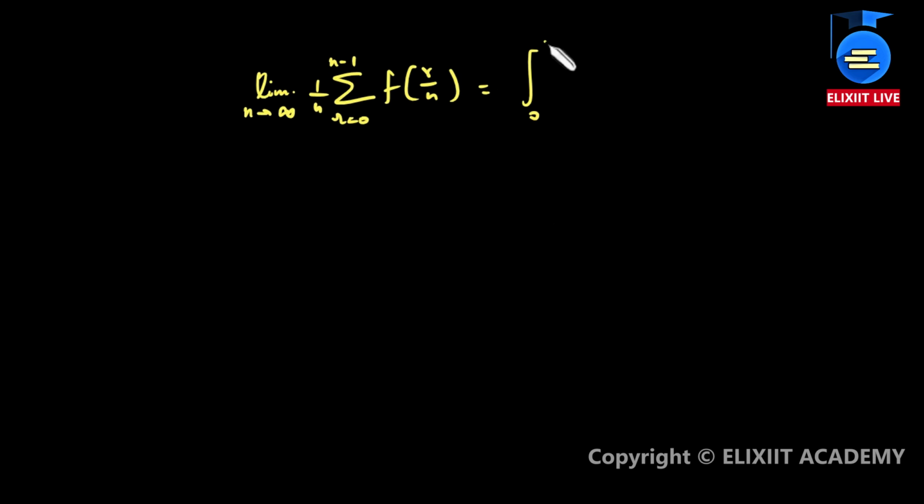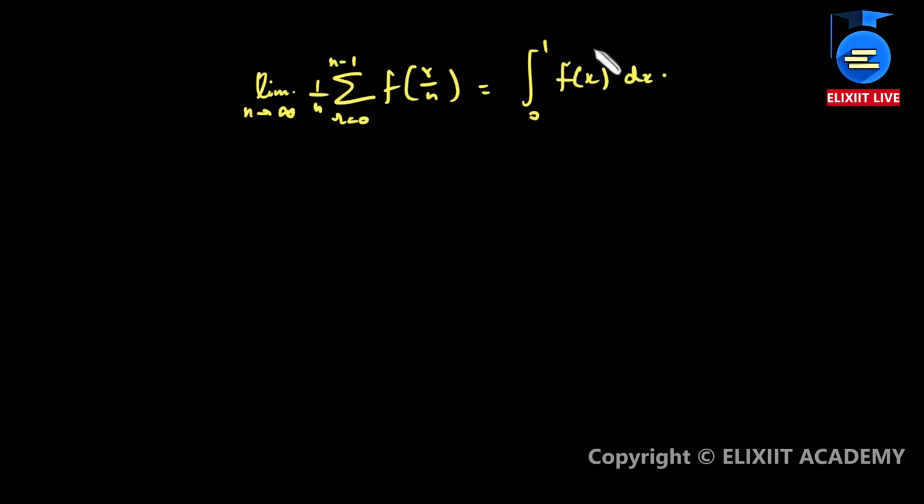If we have any sum of this format, limit n tends to infinity of 1 by n, summation r equals 0 to n minus 1 f of r by n, then we solve this by integrating from 0 to 1 f(x) dx.